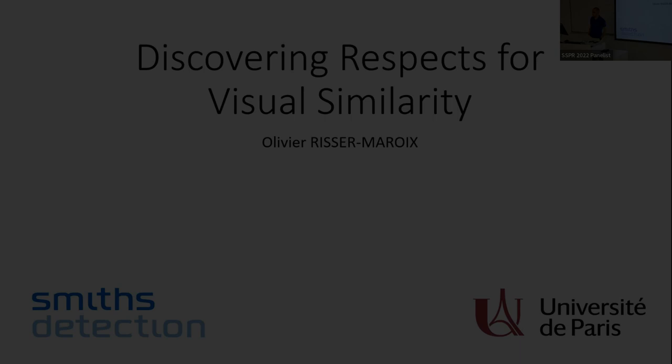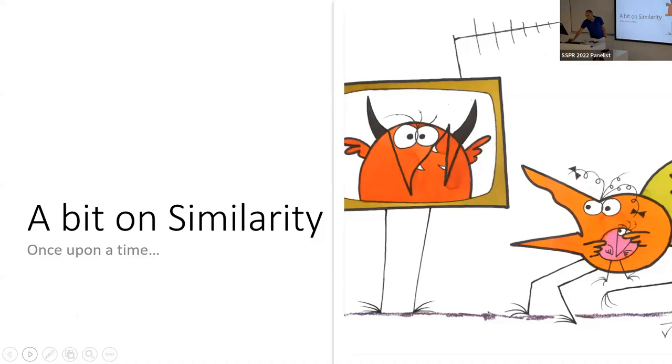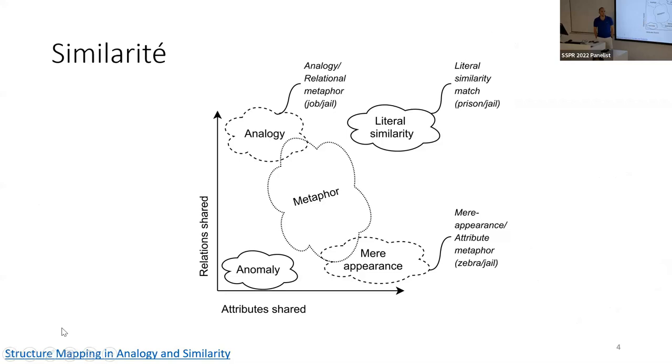Hey everybody, let me introduce you to my paper. The title is Respect for Visual Similarity. Let's start with a bit on similarity. Similarity is a widely used concept in computer vision for classification, retrieval, and many other tasks.